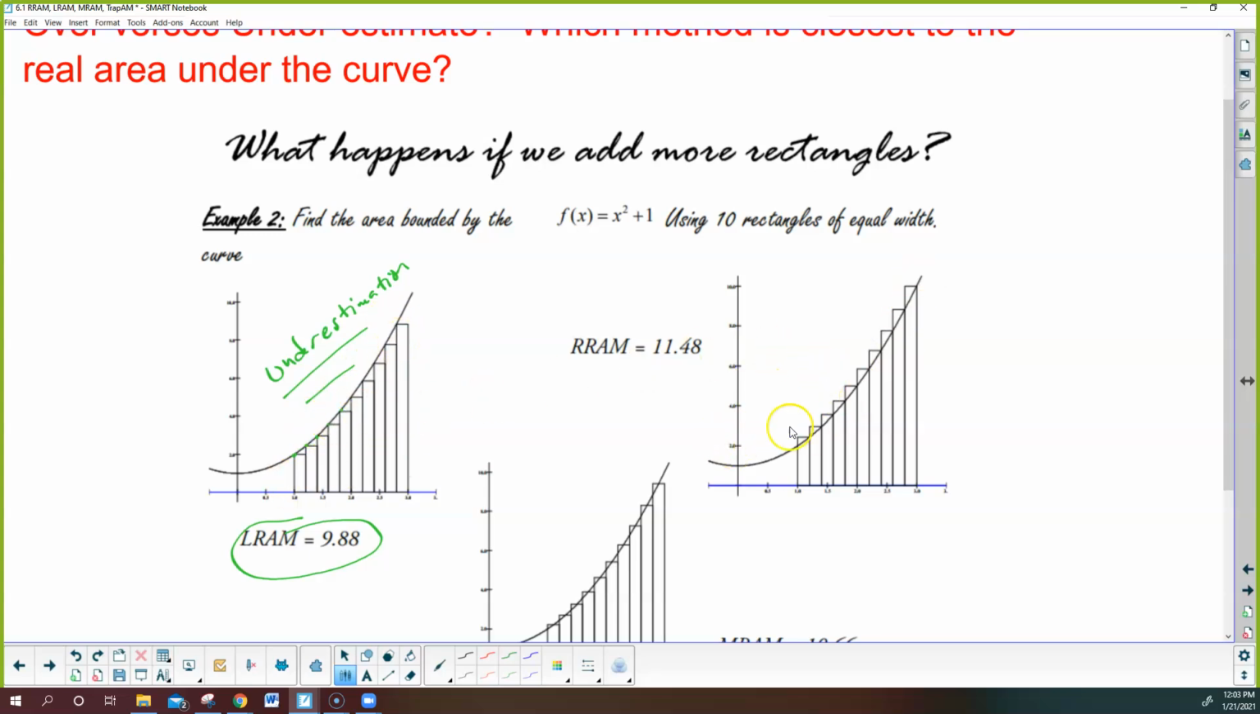Well, look at if I take the same function, but now I do the right endpoints. Okay, well, these right endpoints would produce a higher value because we're taking the area and some of that area is above the curve. So this would be considered an overestimation.